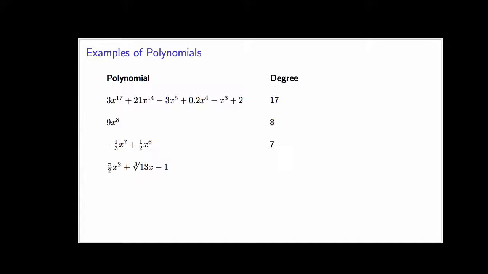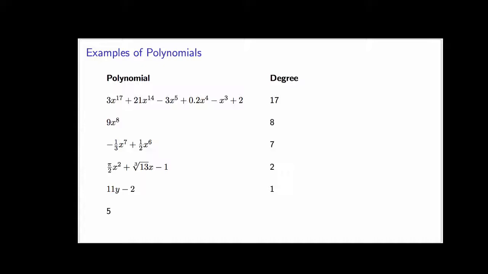Here we have a degree 2, or a quadratic polynomial. So remember, here our coefficients can be any real numbers. So here our leading coefficient is pi over 2. The coefficient of the x term is the cube root of 13. This is again a degree 2 polynomial. Here we have a degree 1, or a linear polynomial.